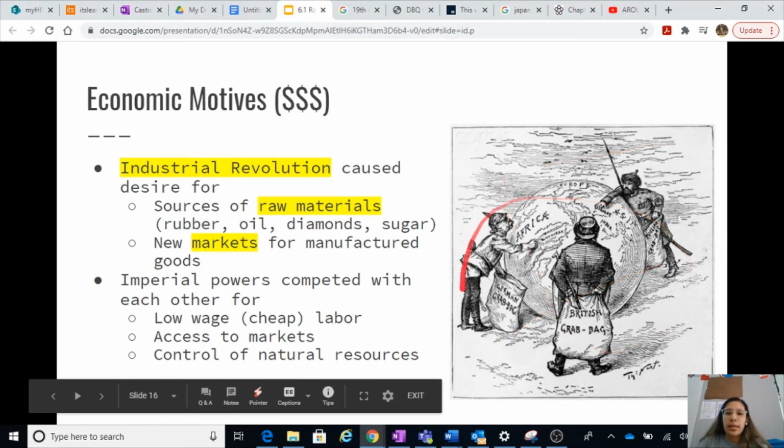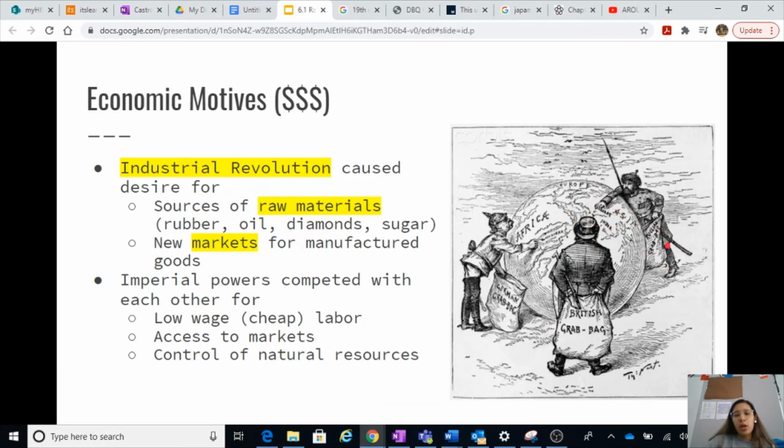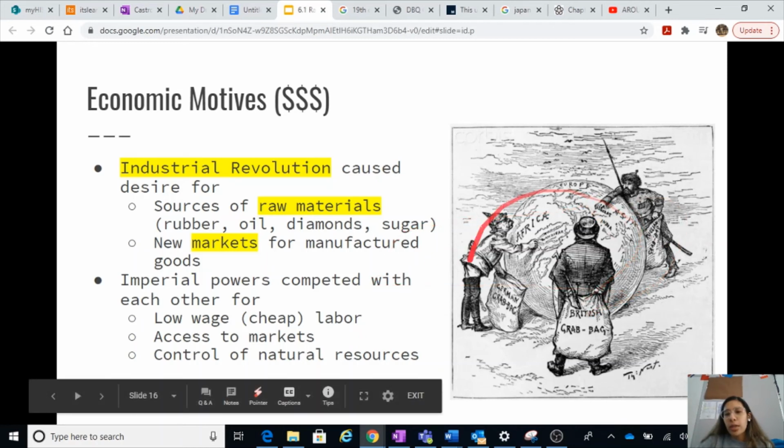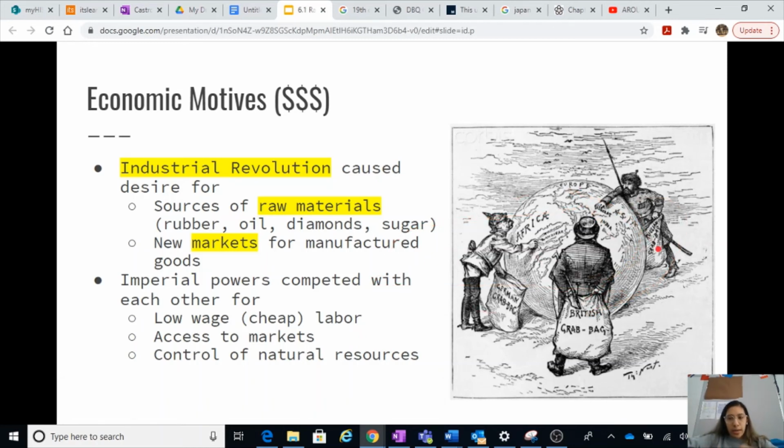We see that in this political cartoon. Lots of political cartoons for this time period. I love it. We see Germany is grabbing parts of Africa. We see the British also trying to grab parts and the Russians trying to grab parts. These aren't the only European powers, but it just shows you how they're all trying to get different stuff and they're competing with each other.